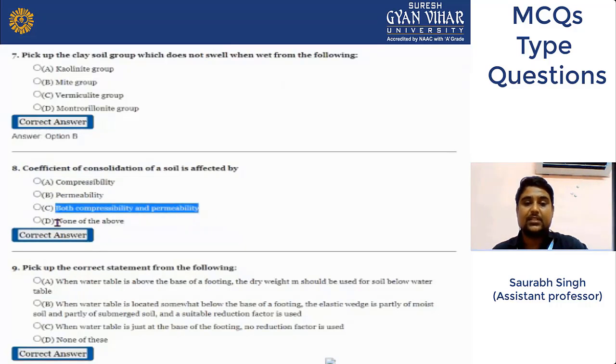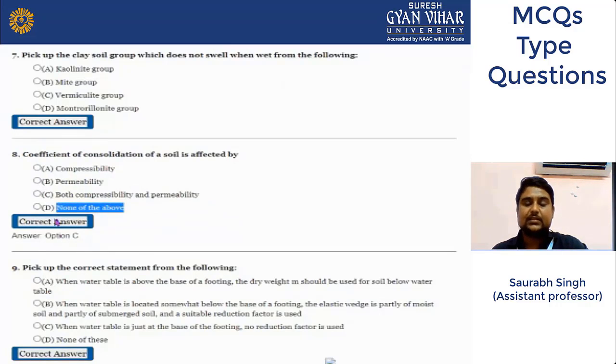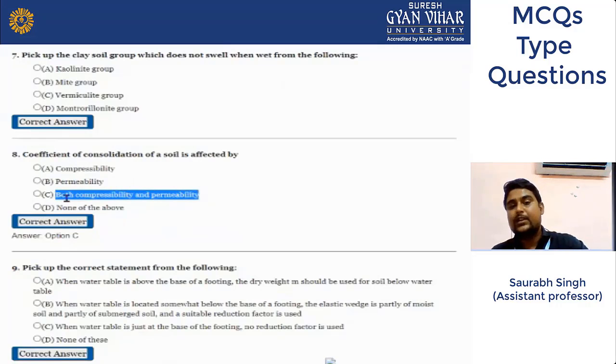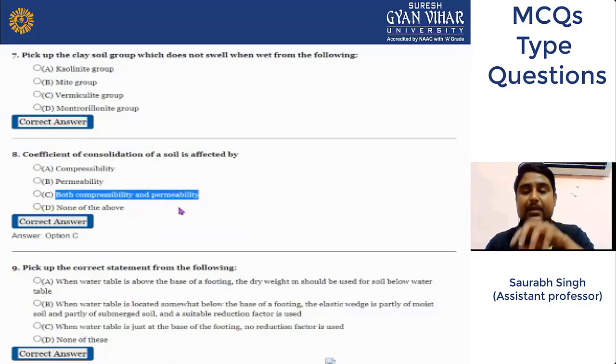Let's see what the answer will be. The answer will be both compressibility and permeability. It means if compressibility and permeability change, your coefficient of consolidation will also be affected due to the changes in the compressibility and permeability of the soil. Now let's see the next question.